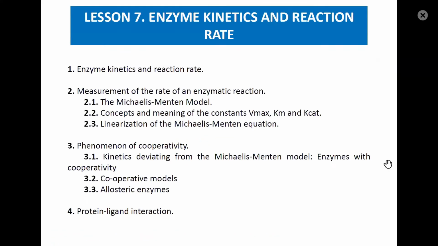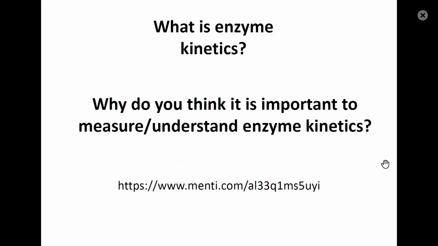So, in this video, this is what we are going to look at. We are going to look at enzyme kinetics and reaction rate, the measurement of the rate of enzymatic reaction, the Michaelis-Menten model concept, and the meaning of the constants Vmax, Km, and Kcat, linearization of the Michaelis-Menten equation, that is Lineweaver-Burk, the phenomenon of cooperativity, kinetics deviating from the Michaelis-Menten model, that is enzymes whose cooperativity models and allosteric enzymes, then protein-ligand interaction. These are what we are going to look at in this video.